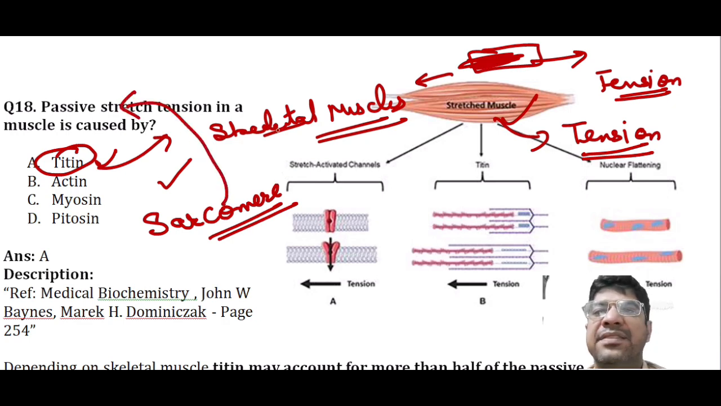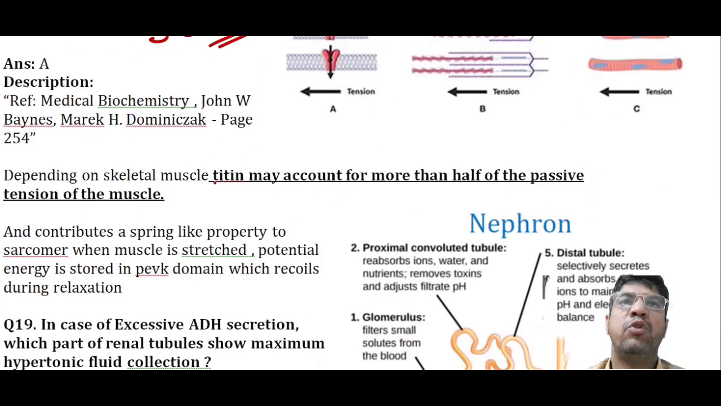So it acts as a spring, storing potential energy. So when you stop stretching the muscle, it relaxes and the stored potential energy is released, helping the muscle return to its original shape. So this is an essential part of maintaining muscle structure and function during activities involving stretching and movements. Let us move to the next question.